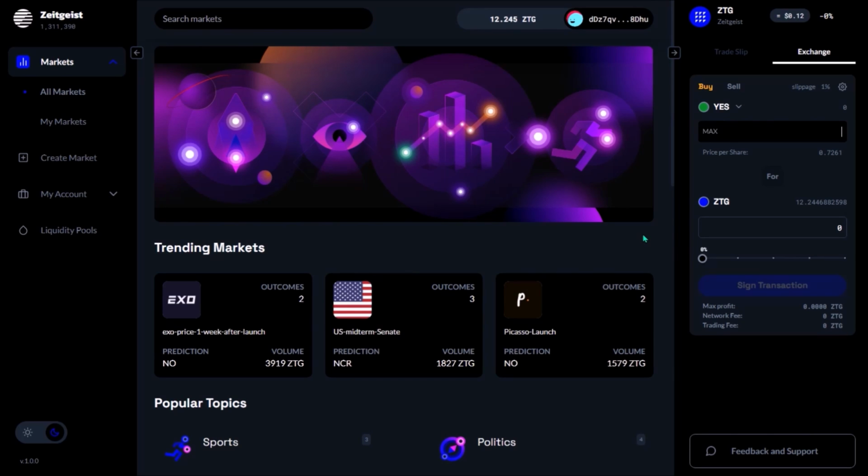Overall, I'm really glad prediction markets on the Zeitgeist platform are live, as now ZTG gets a strong utility.